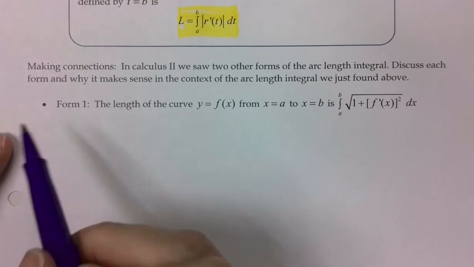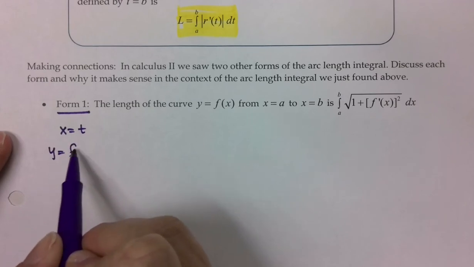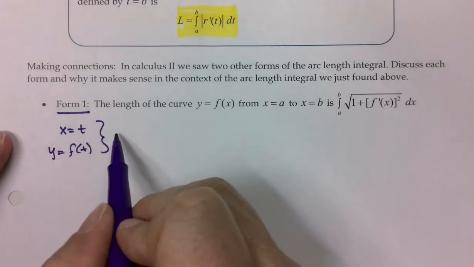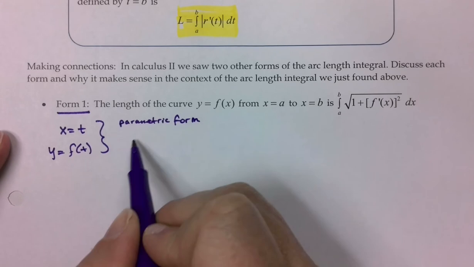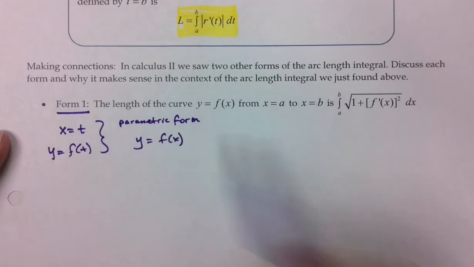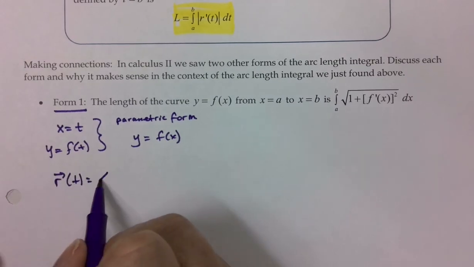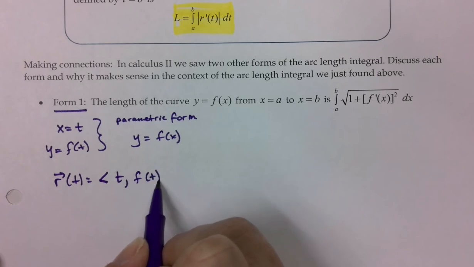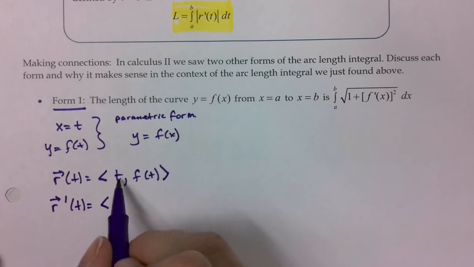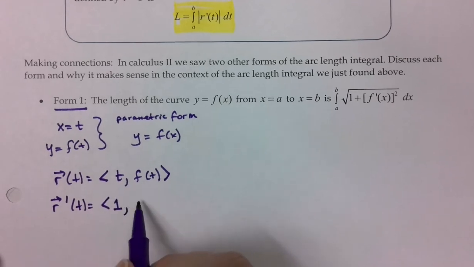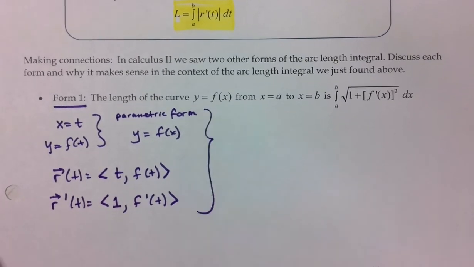So if we look at form 1, let's define our function. If we say x is equal to t and y is equal to f of t, then together that's a parametric form of f of x, right? Okay, so then when we look at position, r of t would be equal to t, f of t. And the derivative, r prime of t, would be equal to, well, the derivative of t is 1. The derivative of f would be f prime of t, whatever the heck that might be. All right, so putting this all together, how does this form our arc length?